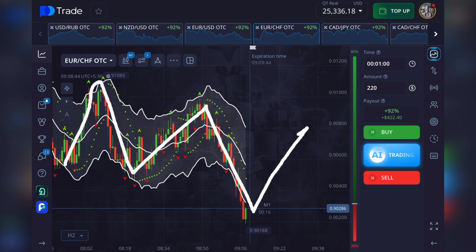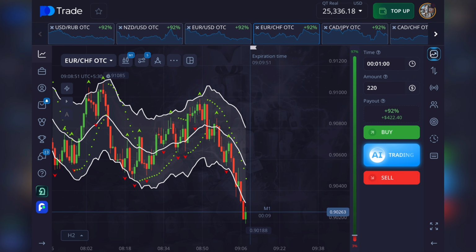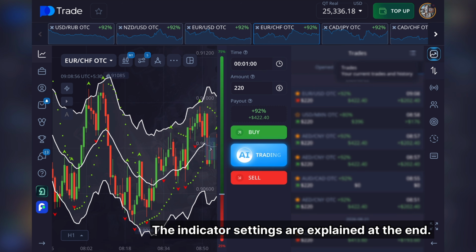We'll focus on real market behavior, including both clean setups and situations where extra patience is needed. So stay with me till the end, and let's break this strategy down step by step.